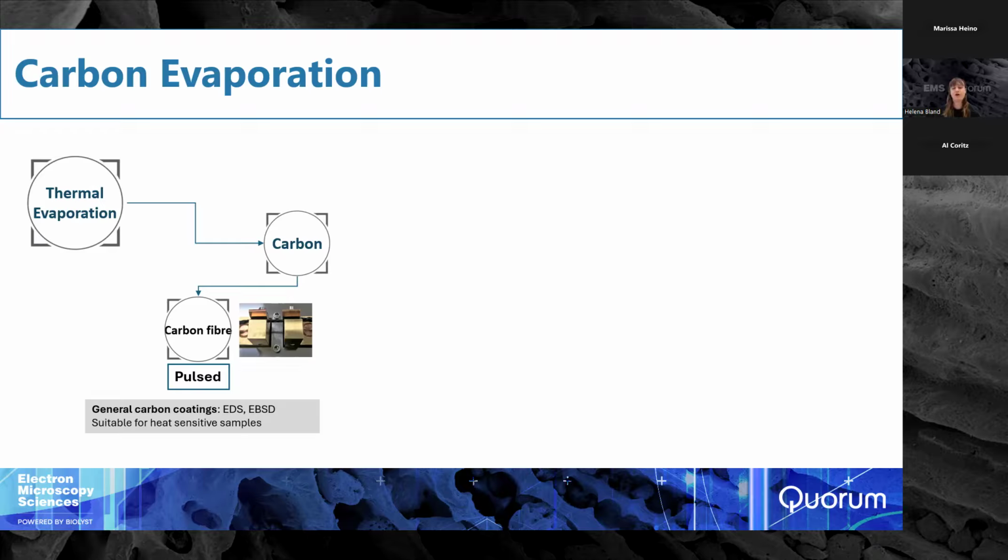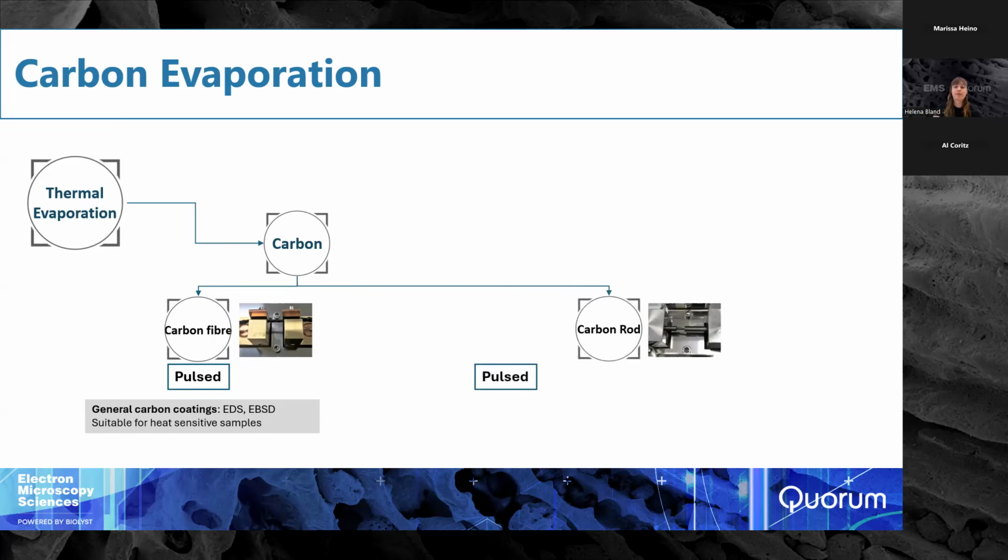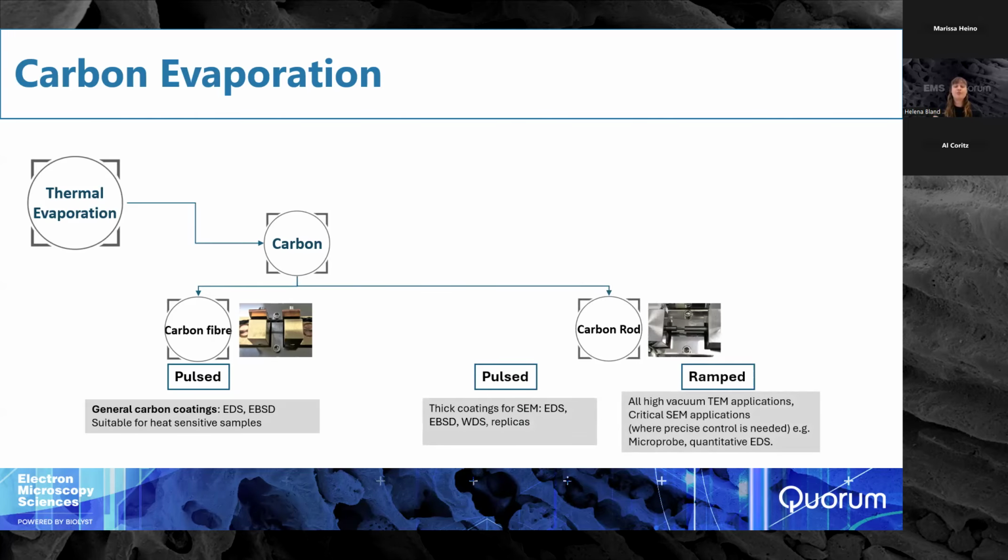It works completely fine. If you're wanting to do ultra high magnification imaging and you're wanting to have quantitative analysis, then you really need to move towards carbon rod evaporation. So carbon rod evaporation can be done two ways. We can do pulsed, similar to the fiber, where we're putting pulses of current through our carbon rod. And this is quite useful if you want to do particularly thick coatings for SEM.